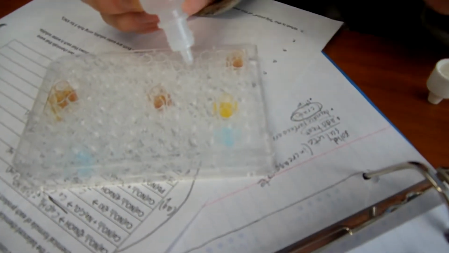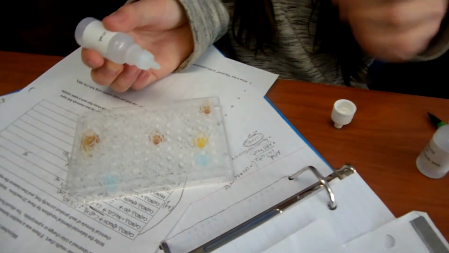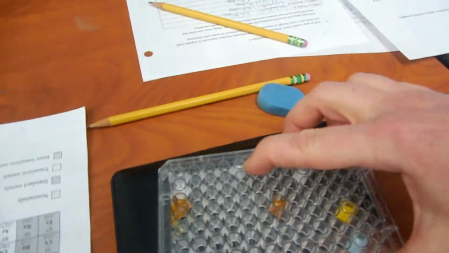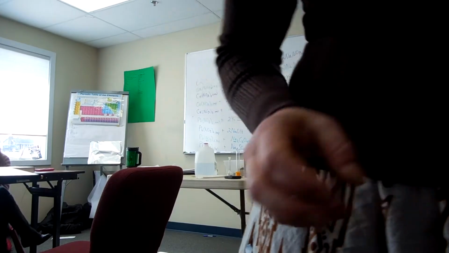We probably need it on a darker surface. Yeah, definitely a precipitate. If we put it on a nice dark surface, you can see that there is a precipitate in there.